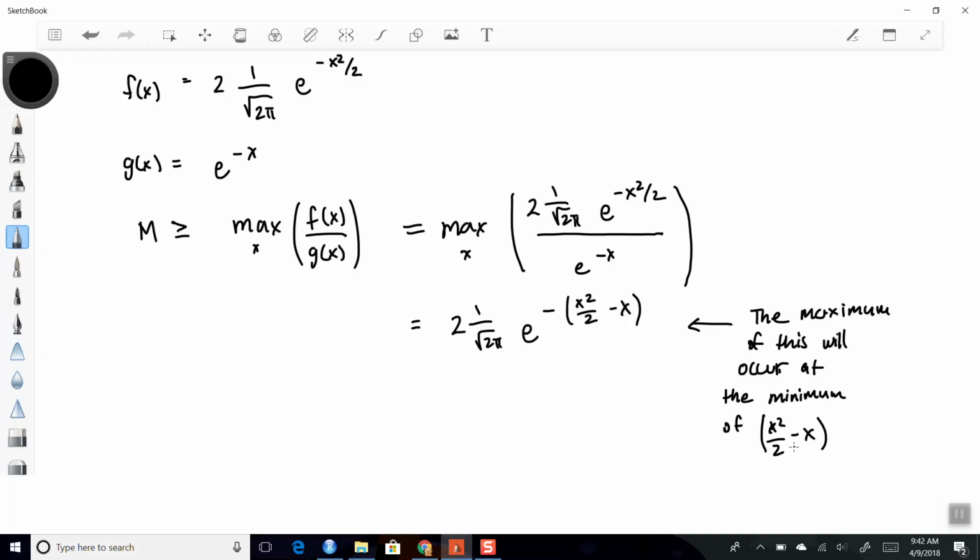So where is this thing minimized? x squared over 2 minus x. We're going to take the derivative of this. Whoops, sorry, that's not on your screen. So we do d dx of x squared over 2 minus x, and we get x minus 1. So x equals 1 will be our minimum.